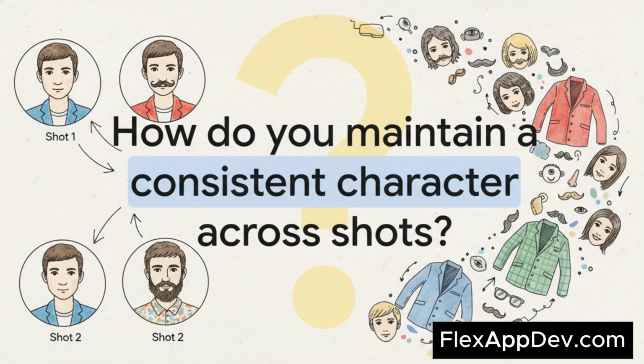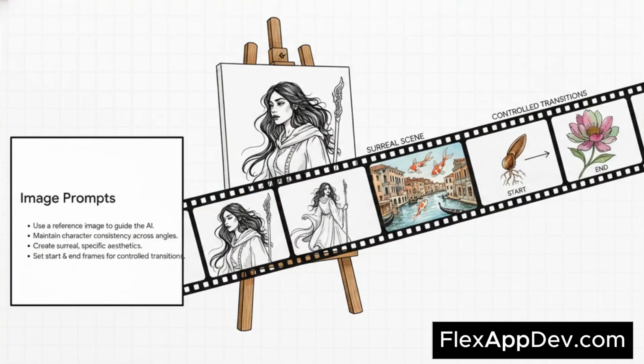So how on earth do you lock in a character's appearance across different shots? Probably the most powerful tool for this is the image prompt. By giving the AI a reference image, you're handing it a super clear guide to follow, and that massively increases character consistency. It's also fantastic for creating these really cool, surreal aesthetics, like koi fish swimming through the canals of Venice, or for setting a start and an end frame to guide a really smooth, controlled transformation in your video.